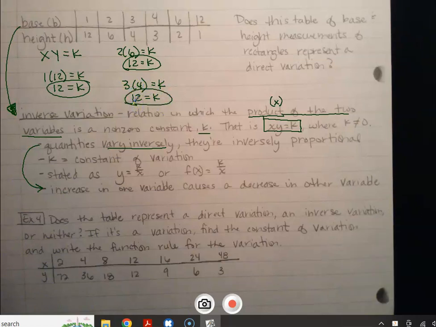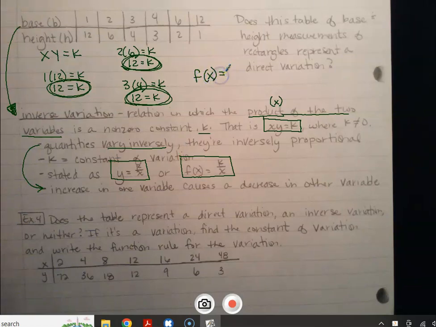Hey, this is proof that it's an inverse variation, because if I multiply the x and the y, then that's when I get a constant for my k value. Not when I divide them, but when I multiply them. So k is still the constant of variation. It's just set up differently. It can also be stated as y equals k divided by x, or f of x equals k divided by x. So if I was writing a rule for this one, up here that we did the example for, I would have f of x equals, my k is 12, so it's going to be 12 divided by x.